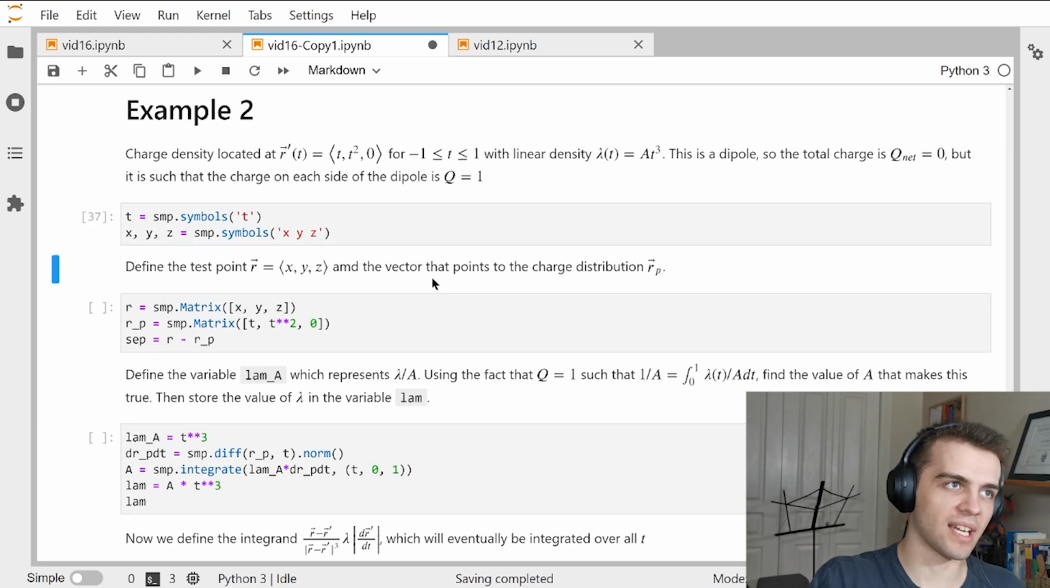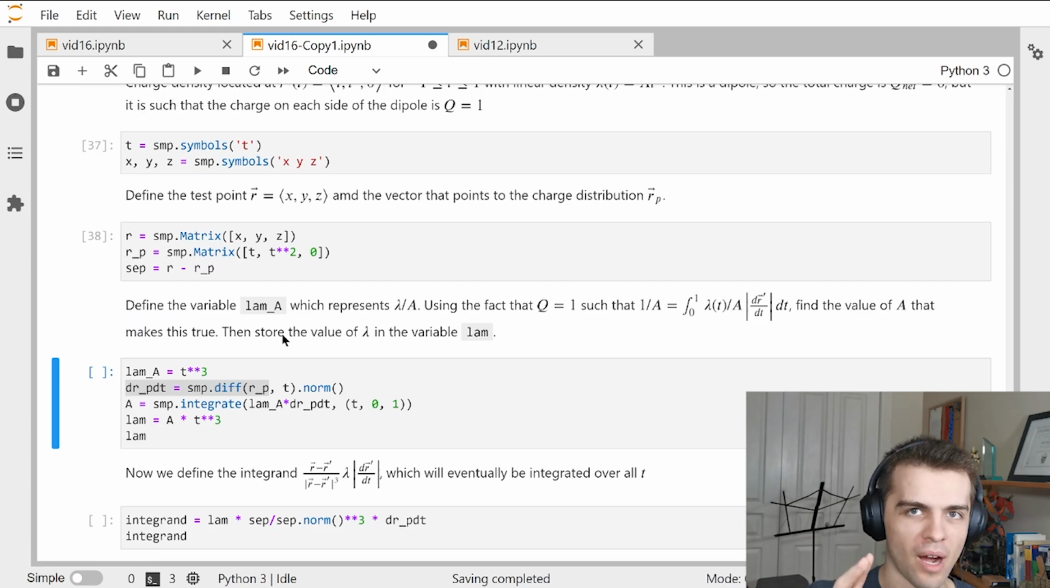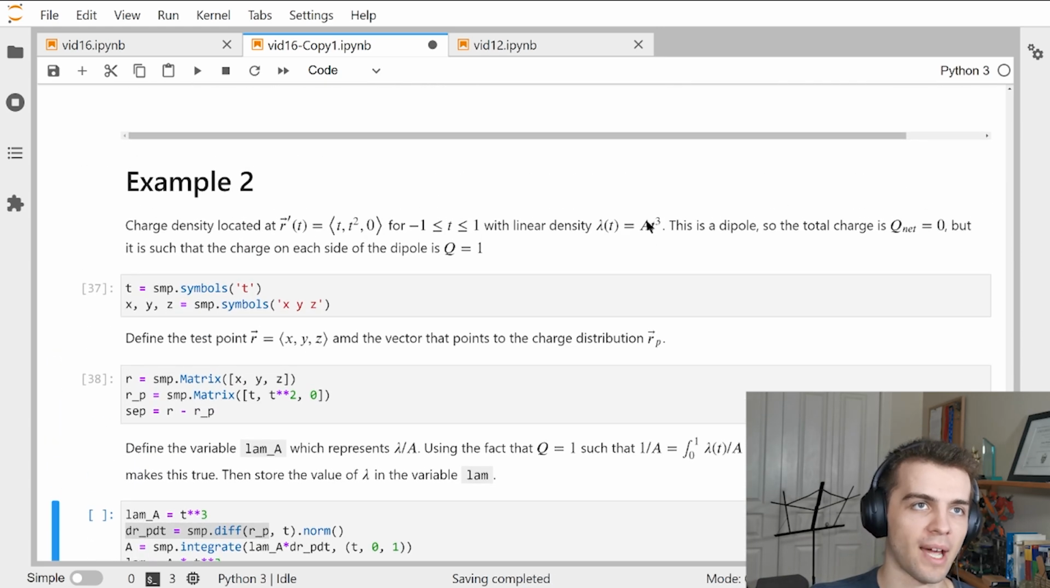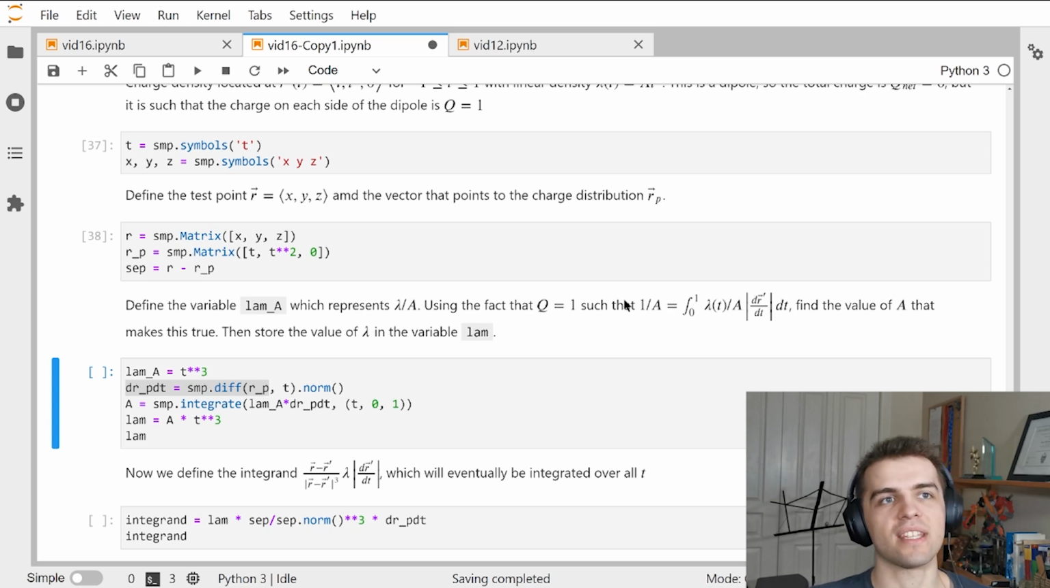I define t, x, y, z like I did before. Define the test point, the separation vector. What we need to do now is find this symbol capital A here, right? Using the fact that capital Q equals 1 on each side of the dipole, I have 1 over A is equal to this. So ignoring the A, suppose I multiply both sides of this equation by A, I have 1 equals lambda of t dr prime dt dt. That's just saying that capital Q is equal to 1. Then I divide both sides of the equation by A to get this expression here.